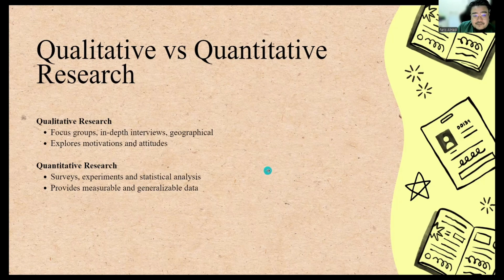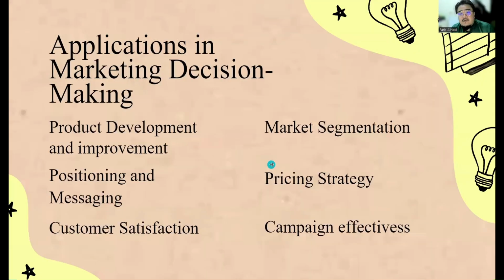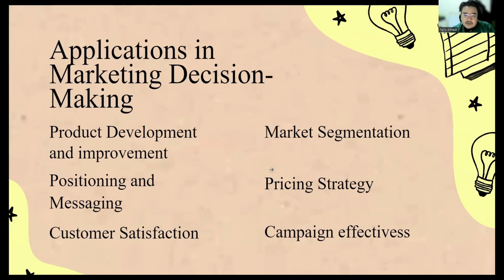Okay, for the last one, now let's look at some practical ways consumer research is applied in marketing decisions. First is product development and improvement. Through consumer research, businesses can identify specific features that customers want, guiding product design and development. For example, a smartphone company might learn that customers want a longer battery life, so they make that a priority in the next model.